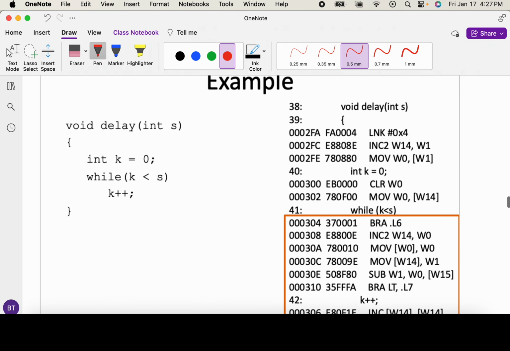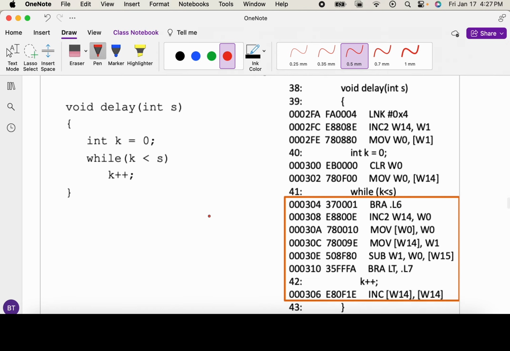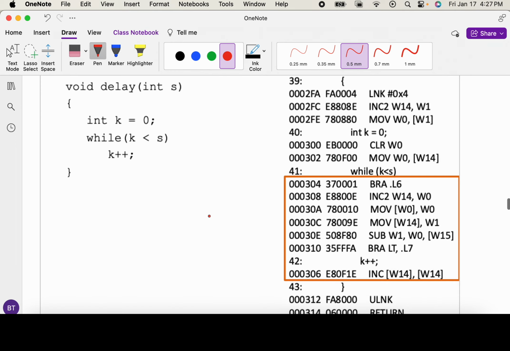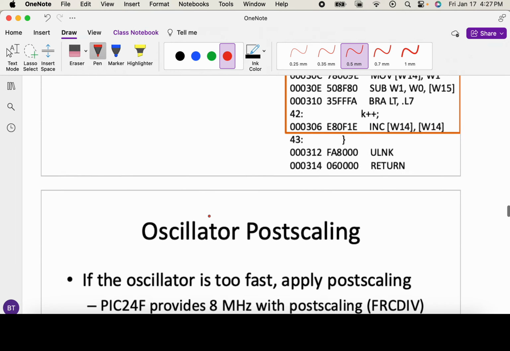Okay, and so here's what we just looked at, the assembly code from the MPLAB IDE. I've just copied and pasted it there.